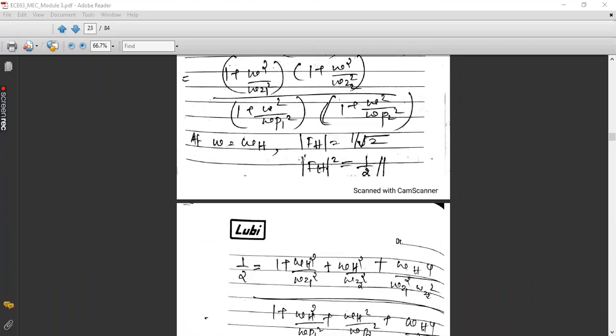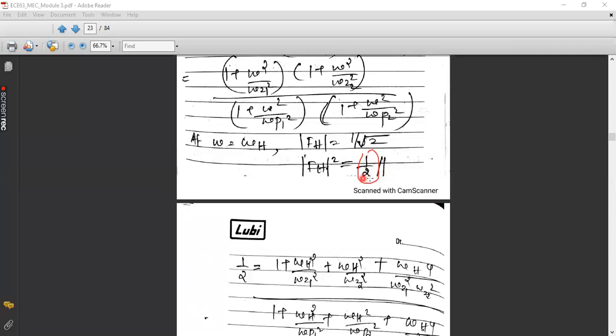Okay. So the squared magnitude will become 1 by 2. Magnitude of FH is becoming 1 by root 2. So the squared magnitude of the high frequency gain function will become 1 by 2, because (1 by root 2) squared is nothing but 1 by 2.